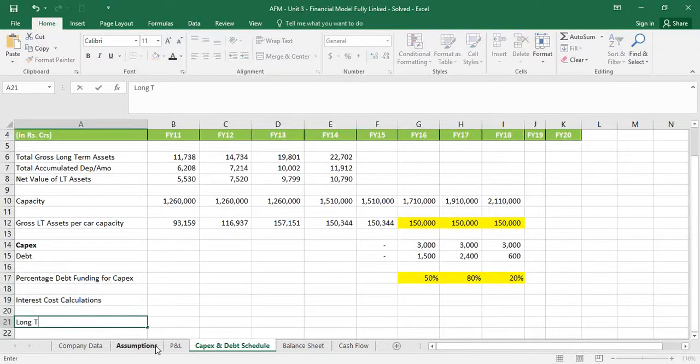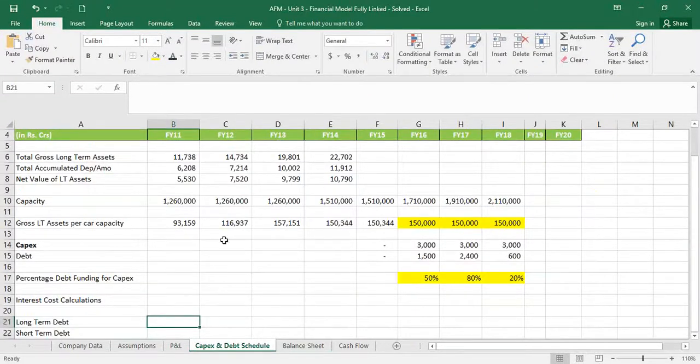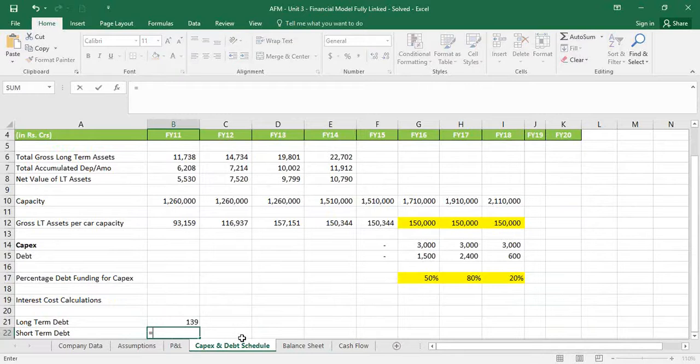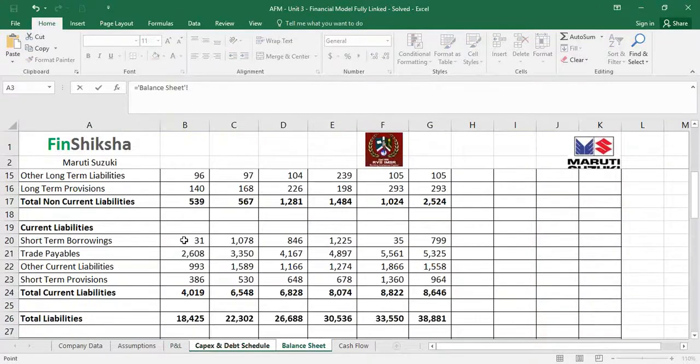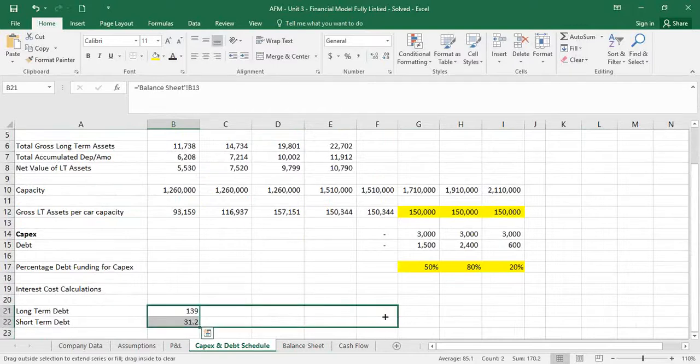And for this, we will get long-term debt here and short-term debt here. Remember, you're going to pay interest on both long-term and short-term debt. So I can go to the balance sheet, and for which years are we looking at? FY11 onwards. So I can link the long-term debt of FY11 here, long-term borrowings. I can link the short-term borrowings from here. So those are the total borrowings I'm getting. And remember, these are year-end numbers.